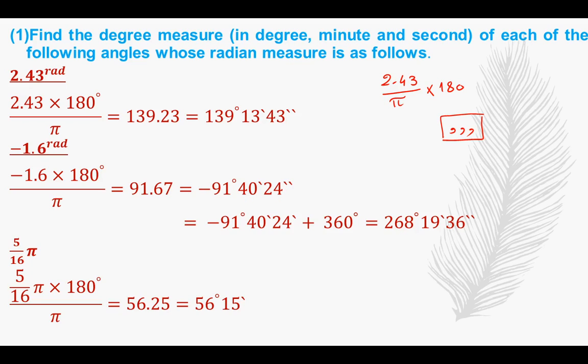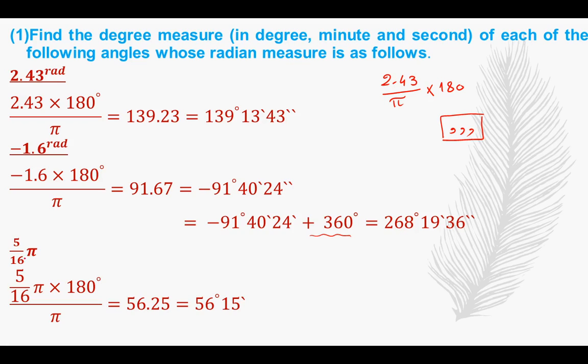You can write it as it is as a negative measure, or you can convert it into a positive measure. How can we convert from negative measure to positive measure? By adding 360. So the angle will be equal to 268 degrees, 19 minutes and 36 seconds.